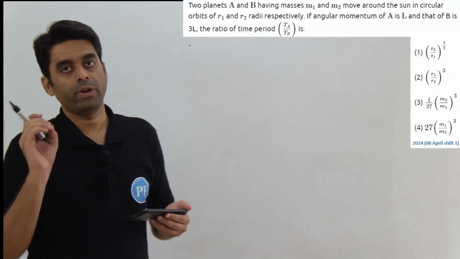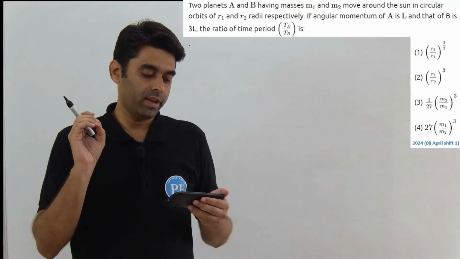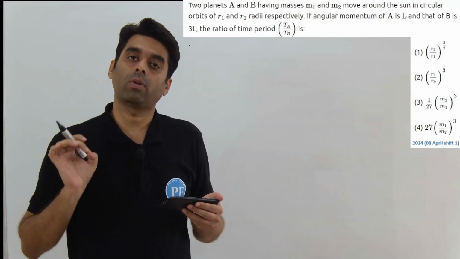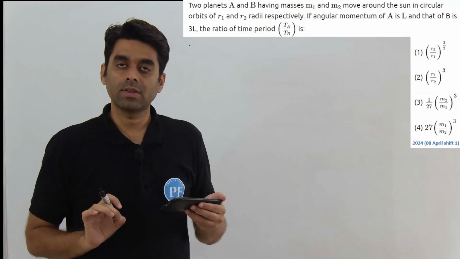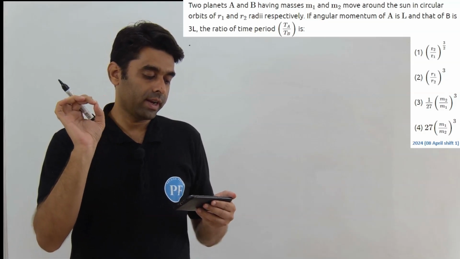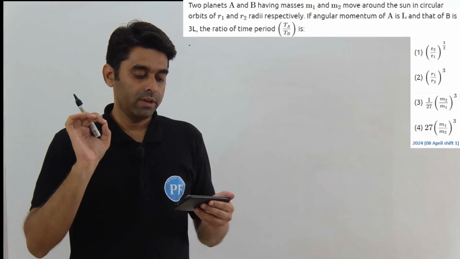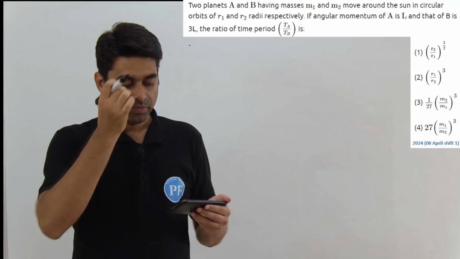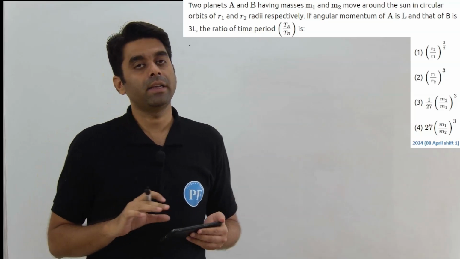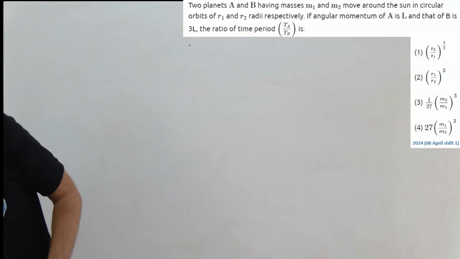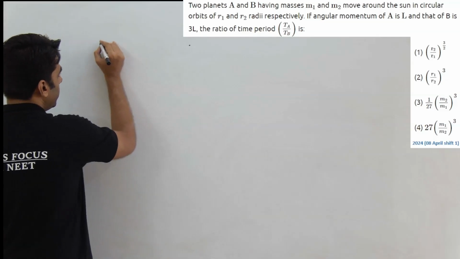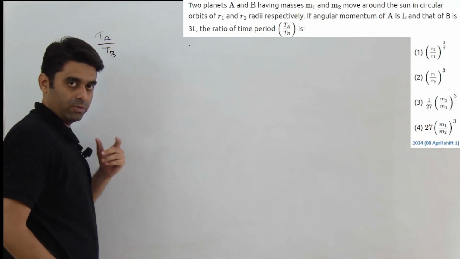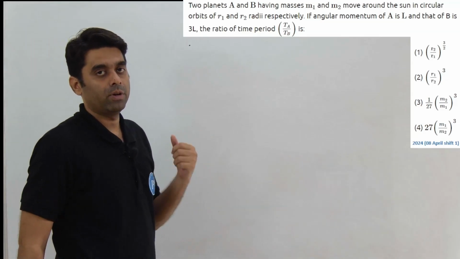The question that we have says two planets A and B having masses m1 and m2 move around the sun in circular orbits of r1 and r2 radii respectively. If angular momentum of A is L and that of B is 3L, the ratio of time periods TA by TB is, fine. Now, it should be a simple question. They are asking us TA by TB. Some information is given to us: R1, R2, M1, M2 and angular momentums.